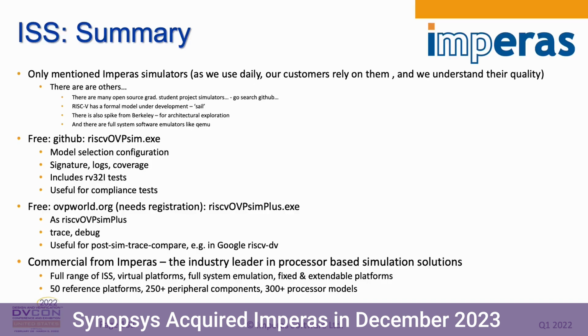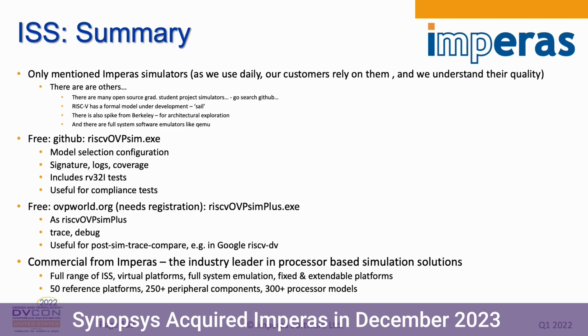So in terms of an ISS simulator summary, we've only mentioned really the Imperas simulators here because we use those on a daily basis. Our customers rely on them. We really understand their quality. But of course, there are others out there. Pretty much any grad student can build an open source simulator. Just go search GitHub if you want them. RISC-V has a formal model under development written in the SAIL language out of Cambridge University. There's also Spike from Berkeley, which is an architectural exploration simulator. And there are full system software emulators like Imperas's. QEMU is an example of one of them.